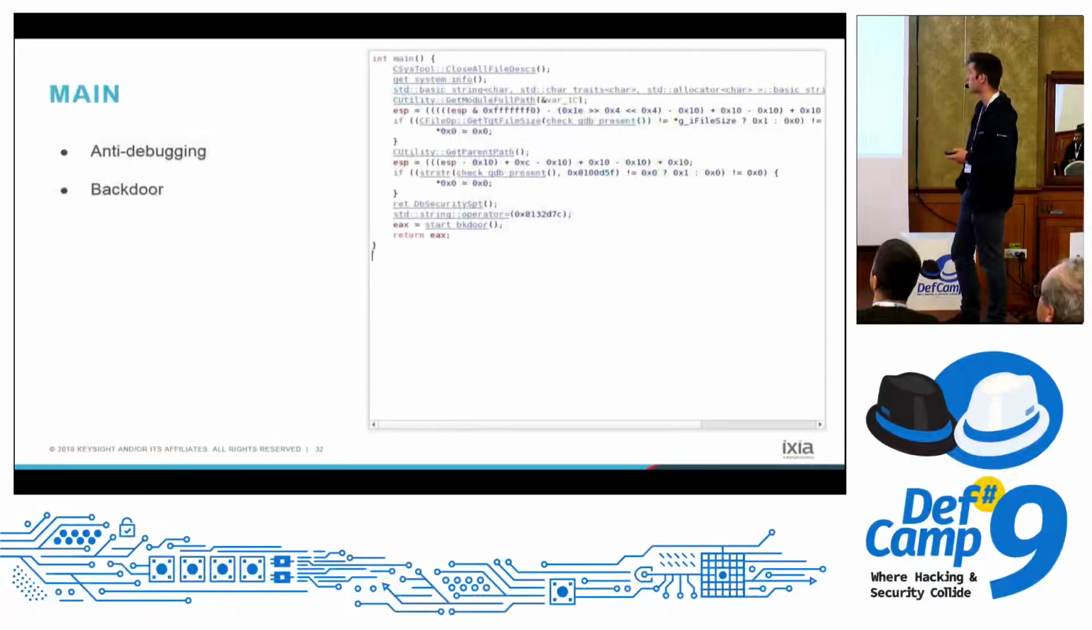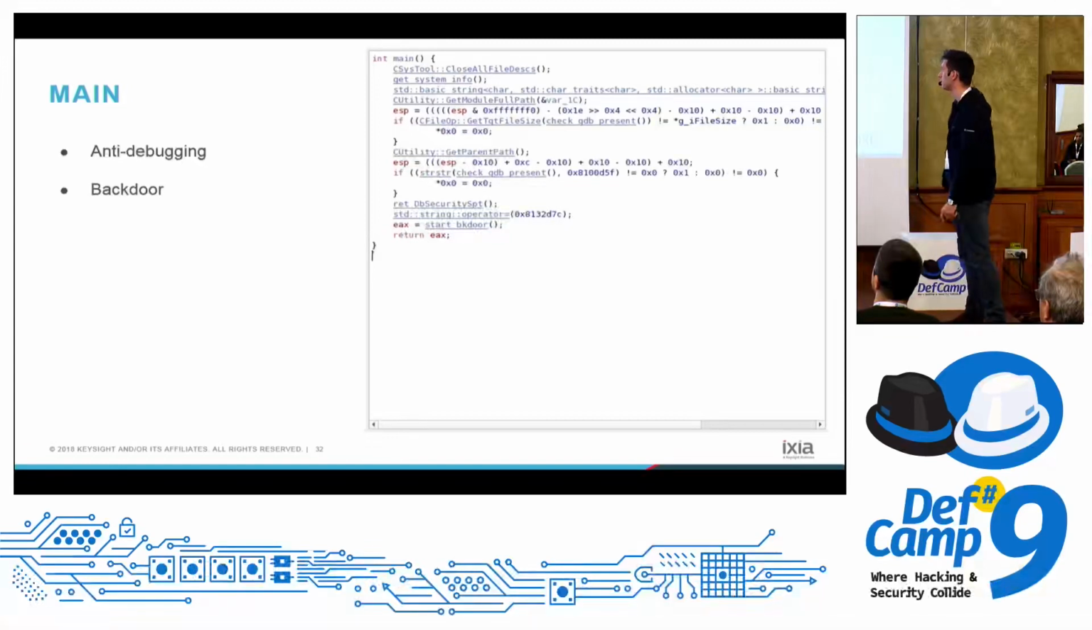But I wanted to look further into it, so I used GDB and Hopper disassembler in order to understand what's going on there. For starters, it has some anti-debugging logic, so if you try to execute it within GDB, it will cease the execution. Also, there is an important method which I entitled start backdoor. And I started to look within that.